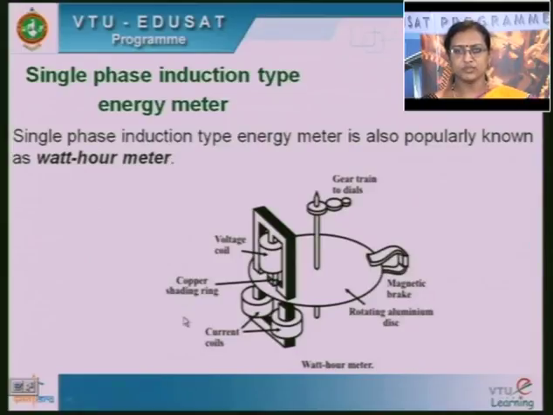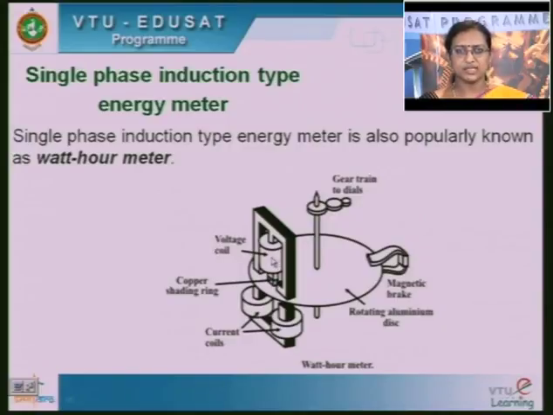See here, one more thing we have introduced: a rotating aluminum disc. This is lightweight. It is connected to the spindle, and the spindle is attached to the gear system. Here we have the magnetic brake and the copper shading ring. What is the function of this copper shading ring? As I explained for the dynamometer type wattmeter, we use thick wire of few turns for the current coil, and thin wire of more turns for the voltage coil.